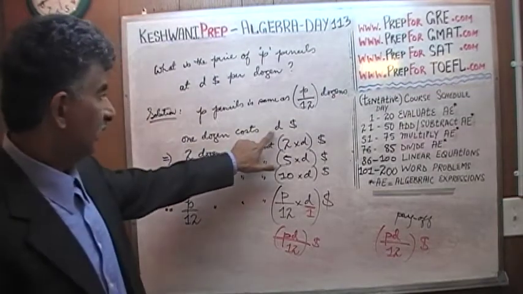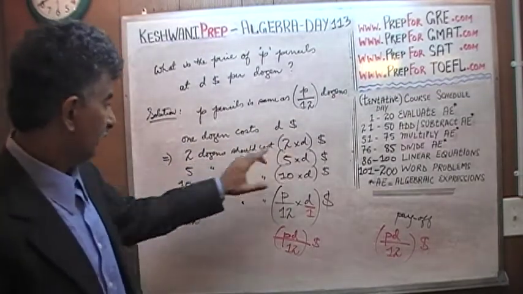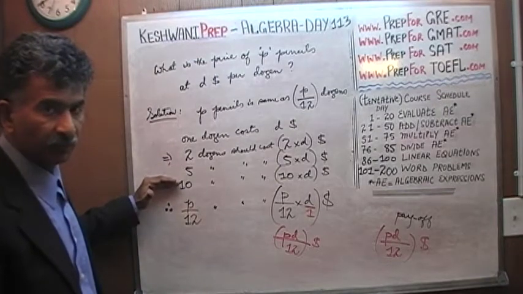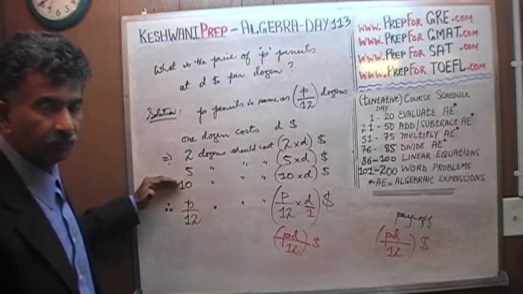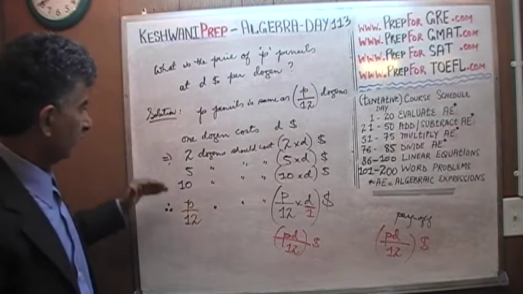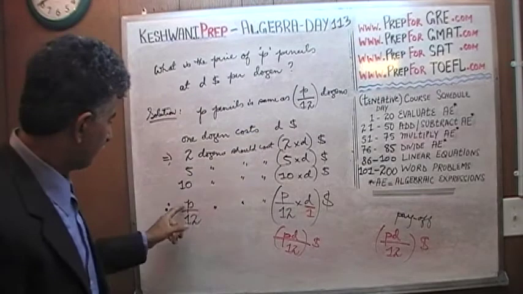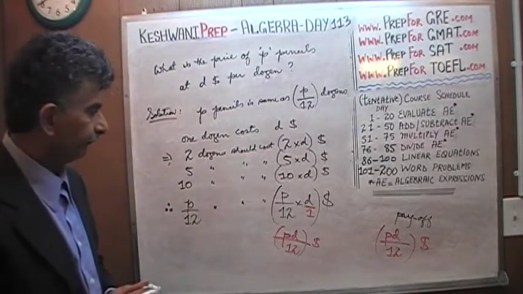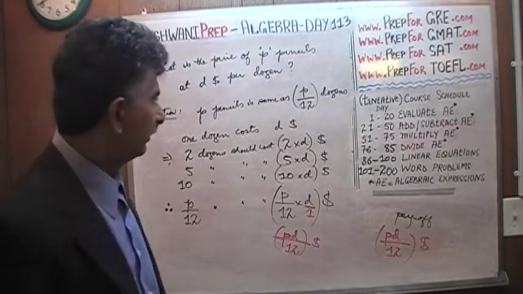One dozen costs D dollars, therefore 2 dozen should cost 2 times as much. The 3 steps that I did in between are just for you to understand, just for me to make sure that you understand what's going on. We could have jumped from here to here. If 1 dozen costs D dollars, then P over 12 dozen should cost P over 12 times D. That's all. So that's our answer. Just plug in some numbers and verify it.